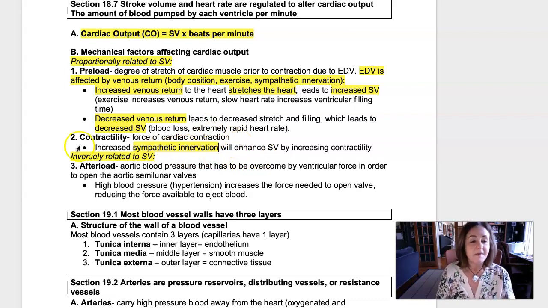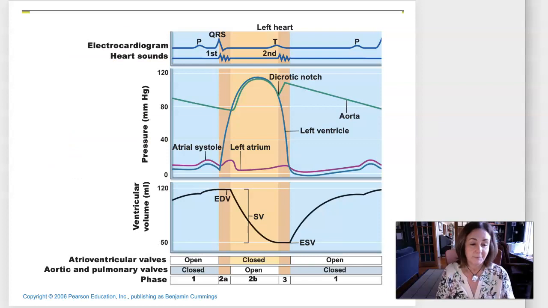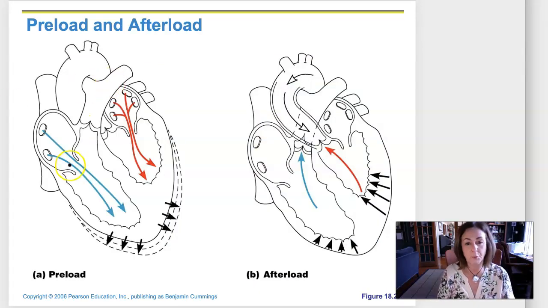And then we have a picture from our book. Let me show you that. So preload, as you can see, is this amount of stretching of the ventricles. So the bigger the preload is, the more blood we can get in there, the bigger the stroke volume is going to be. That makes sense.